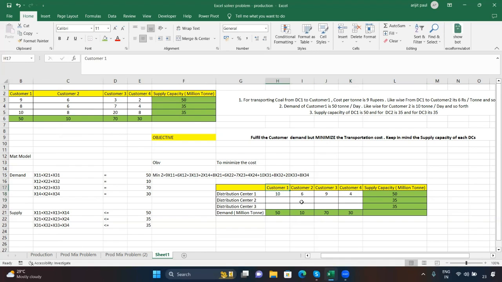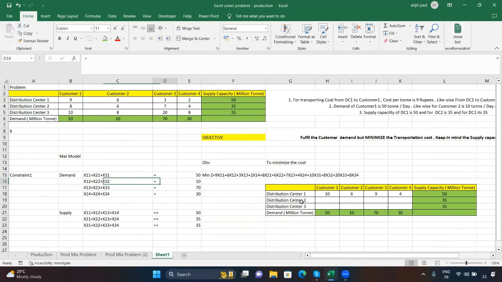So in this case, what will be the cost? The cost will become, first of all, how much ton we have supplied from distribution center 1 to customer 1? That is 10 ton of coal. And what is the cost to transport that coal from distribution center to customer 1? That is 9 rupees per ton. So we can multiply it with 9. Correct?